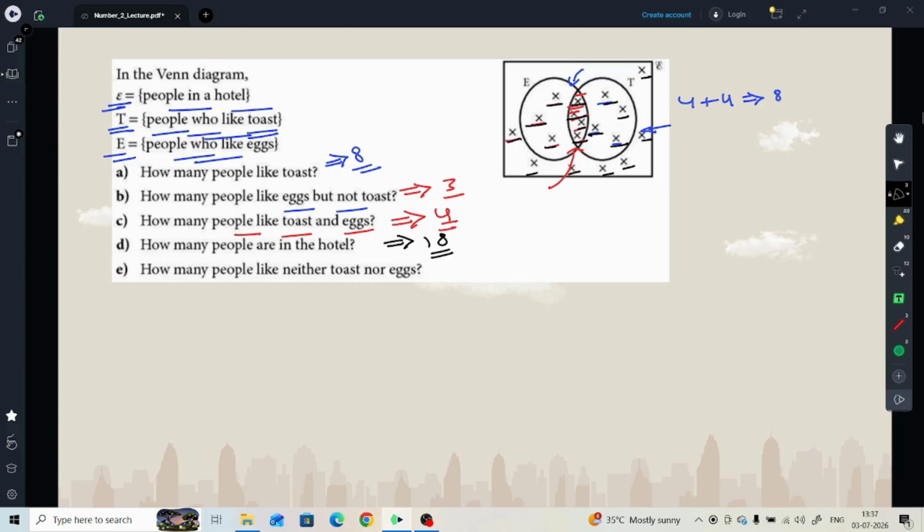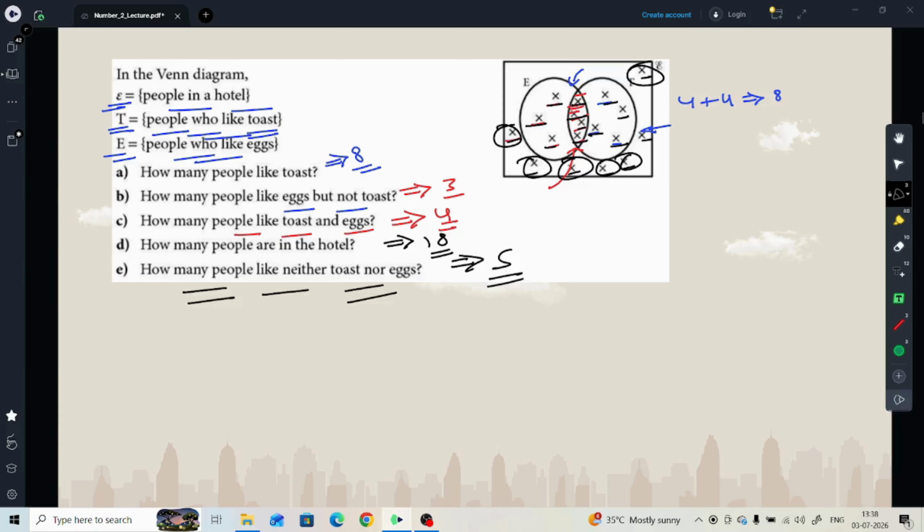Okay. And the last question is how many people like neither toast nor eggs? So that means they won't be lying either in E or in T. So we'll be just talking about these 4 elements. 1, 2, not 4, 5 are there actually. 5 elements. So that's the answer. So that's how you go with the questions.